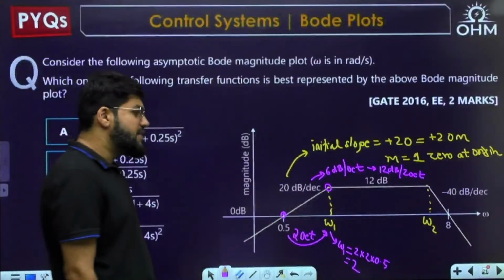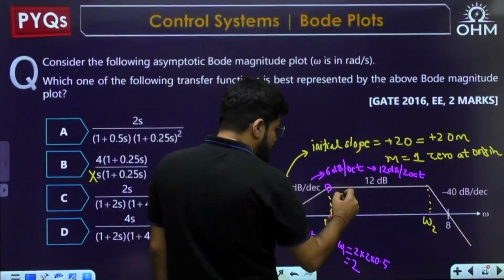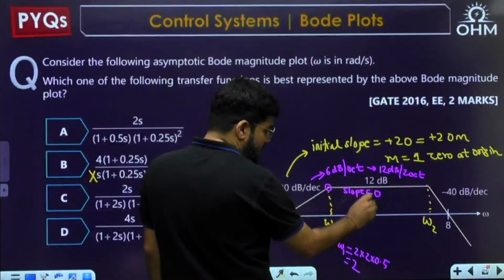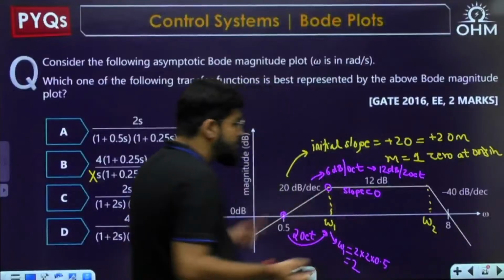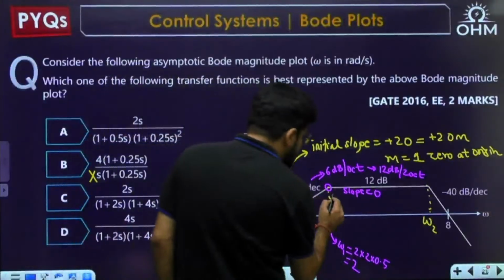Now what is this? The slope was 20 decibel per decade, now becomes 0. This line is parallel to the x-axis, so the slope is 0. So 20 becomes 0, that means the slope is reduced by 20. That means this is one pole.